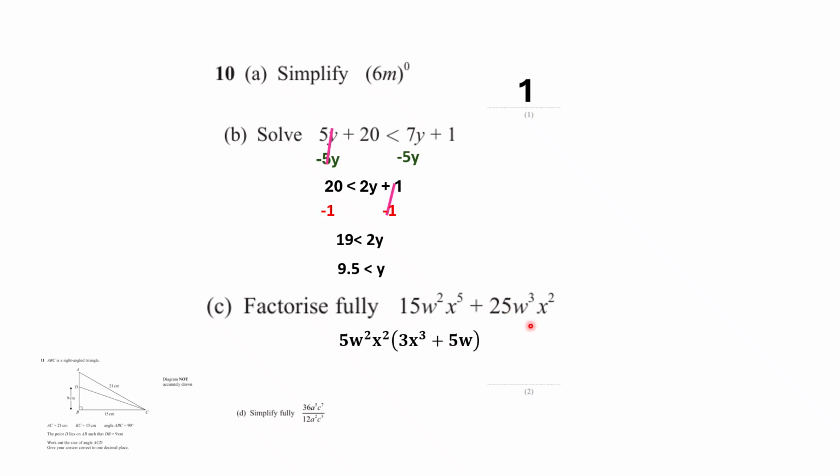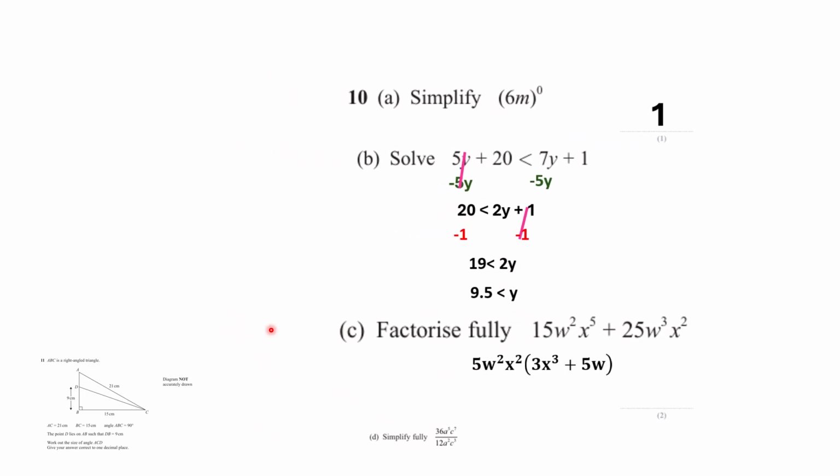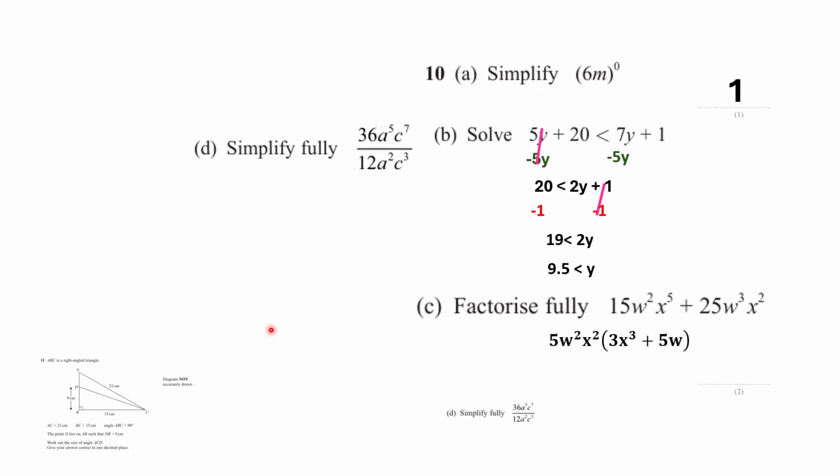You have W to the power of 3. We take W to the power of 2 out, so we'll have just W left. And the X squared is outside, so there is nothing here. And I think that's all for this. It's 2 marks. Now the last part is this.